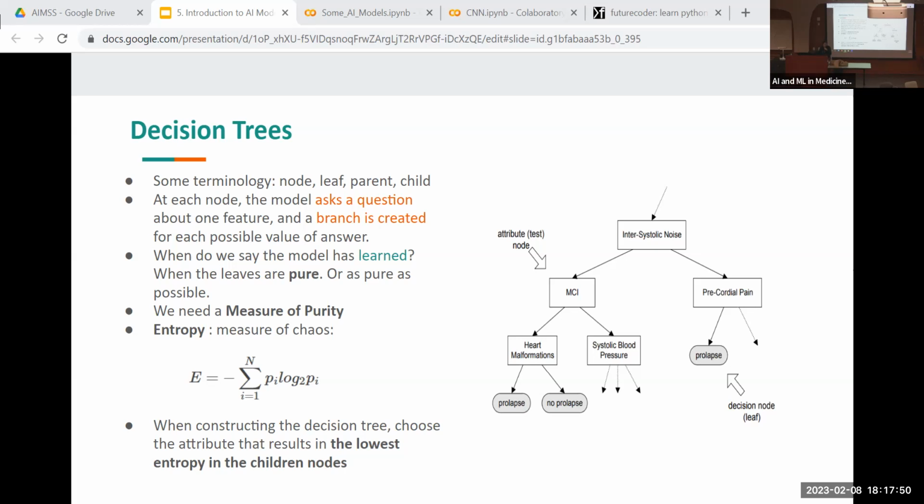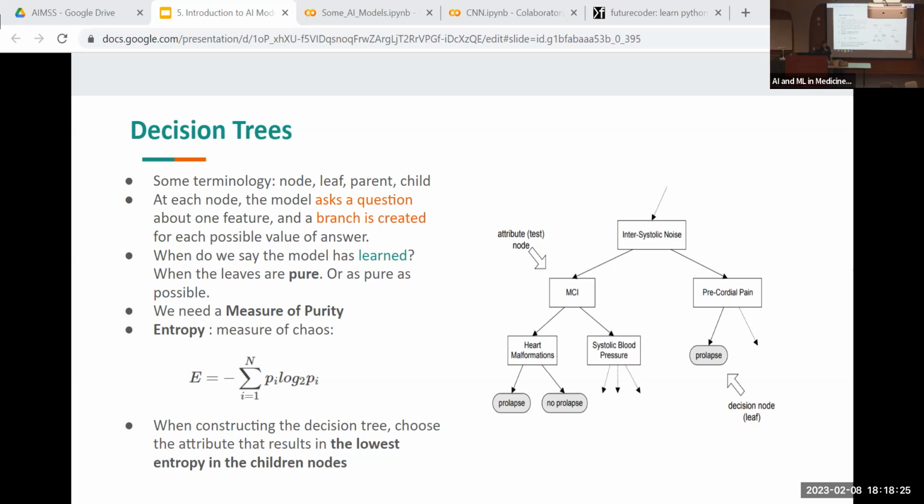And for each possible answer, the model creates a branch. And again, in each branch, we have nodes that ask questions, and we go deep down in this model. And at the end, we have the leaves of our tree, where all the data that we have are classified as a particular group, like if the person has a prolapse or not. So this is the idea of a decision tree.